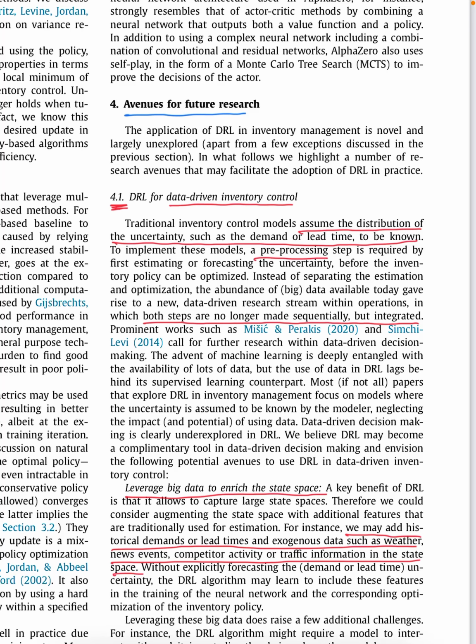Now we come to the section on avenues for future research. Deep reinforcement learning can be used for data-driven inventory control. Traditionally, inventory control models assume a distribution of uncertainty. That is, either the demand or lead time is to be known and a pre-processing step is required. But using DRL, both steps are no longer made sequentially, but are integrated.